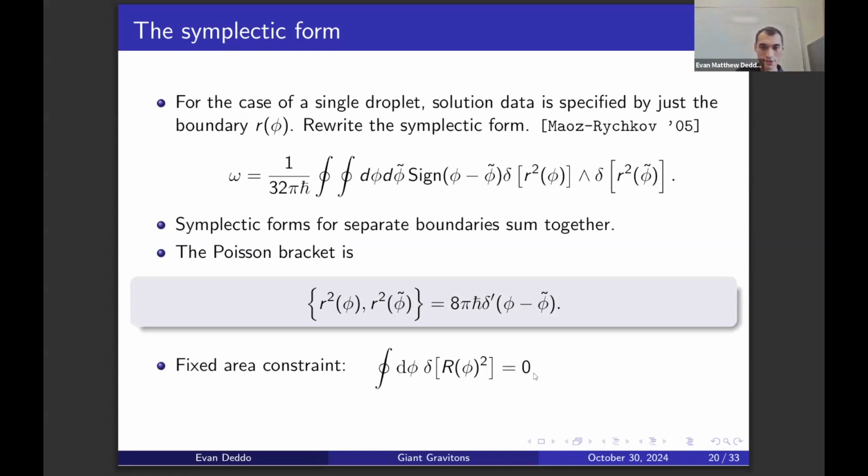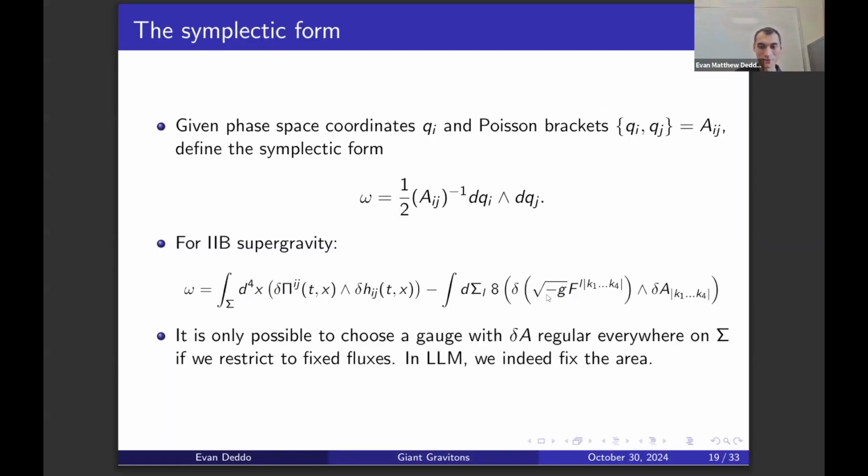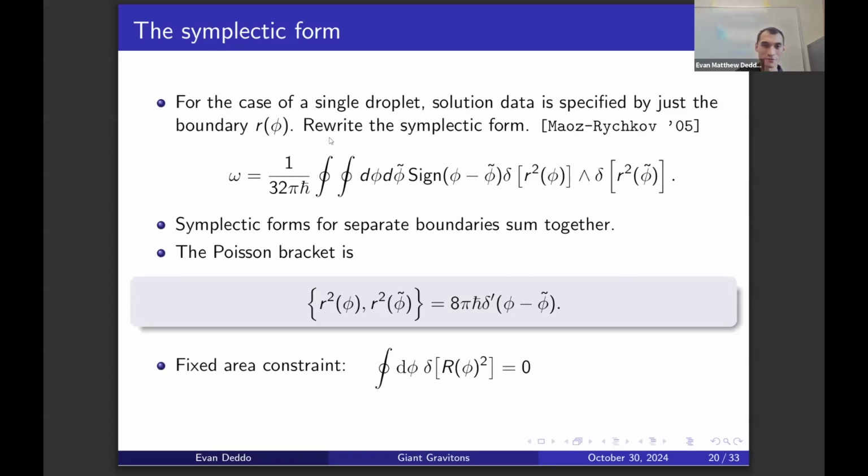As I mentioned, using the LLM parameterization, we can write all of these, the metric and 5-form and everything, in terms of just boundary data. If we think about the case of a single droplet, for example the circle in AdS, this should be specified by some r of phi, the polar coordinate curve that describes the boundary. And we can rewrite the whole symplectic form in this, which was done by Maoz and Rychkov. It's a rather lengthy derivation, but in the end, we find that it looks something like this.